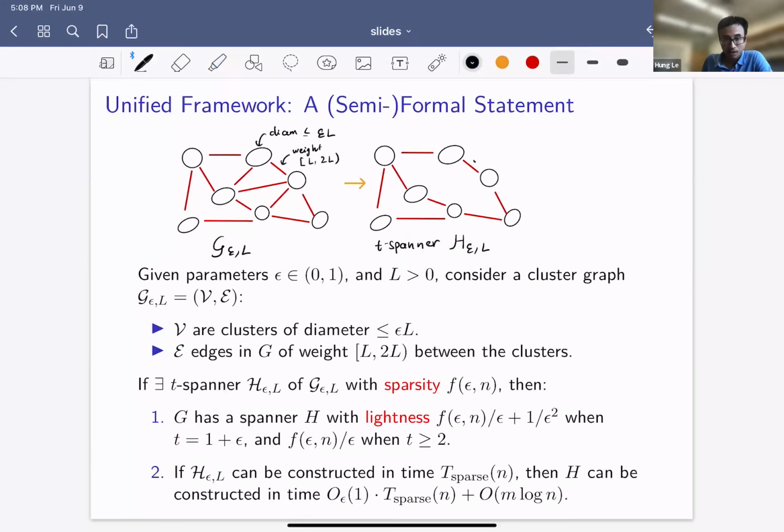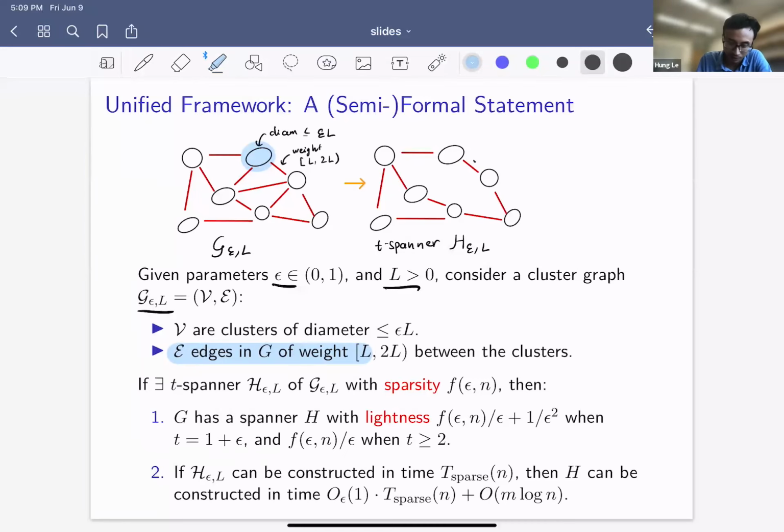So we are given a parameter epsilon, think of epsilon in the stretch, and any parameter L, which is the length parameter. And we are given a cluster graph where the diameter of each cluster is roughly epsilon L, and the edges of the graph have weight in the interval from L to 2L. What it means is that the weight is about 1 plus epsilon times longer than the diameter.